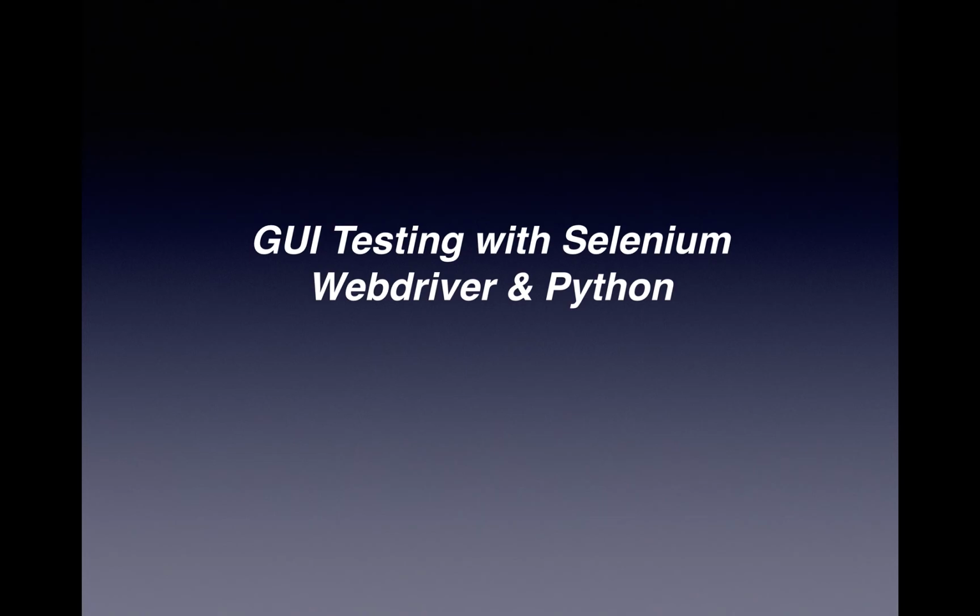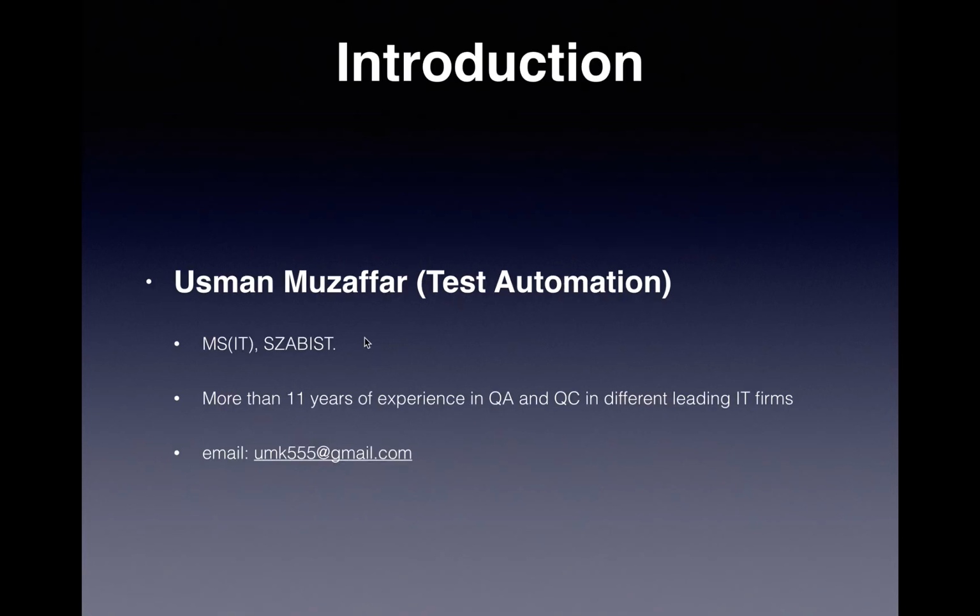In today's video, we will discuss GUI automation using Selenium WebDriver and Python. Selenium is an open source and freely available software which is widely used for GUI automation in different browsers and platforms. Python is also a freely available programming language, and it has large and comprehensive standard libraries which can be used to automate test cases.